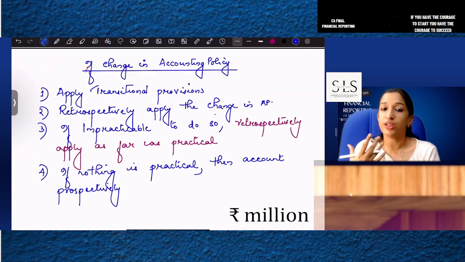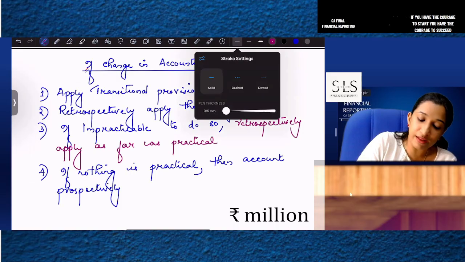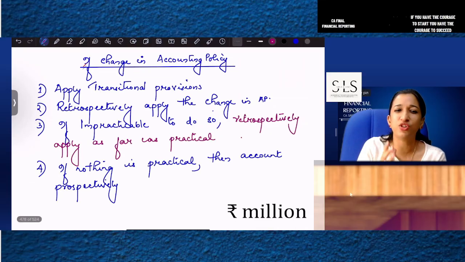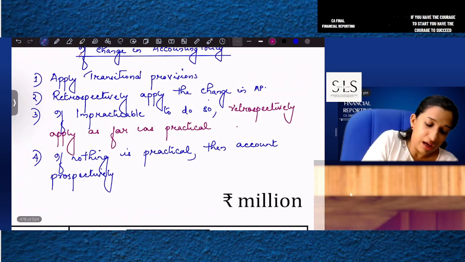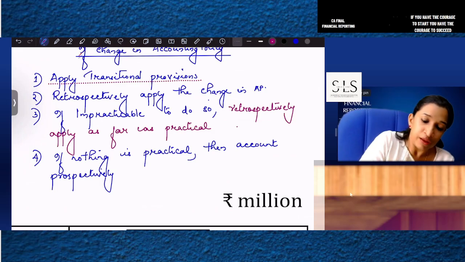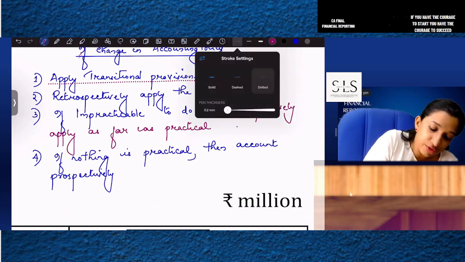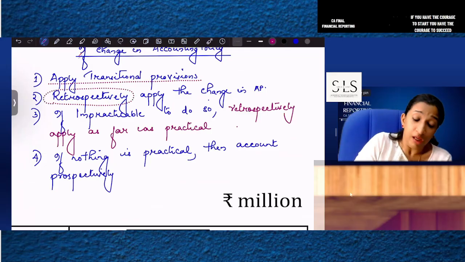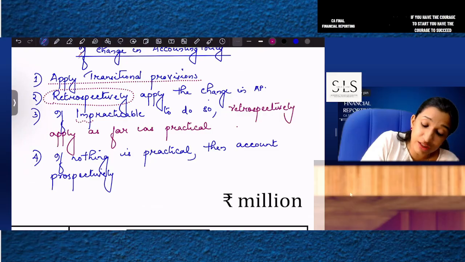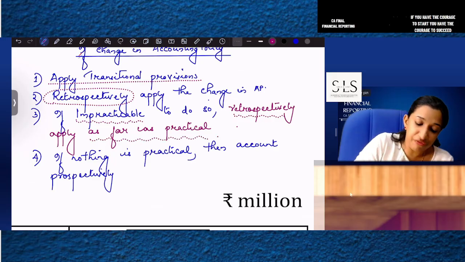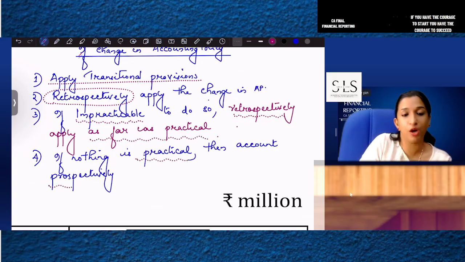So what is the treatment when there is a change in accounting policy? Please study here. Apply transitional provisions. If there are no transitional provisions, then you should apply it retrospectively. If retrospective application is impracticable, then retrospectively apply as far as practical. If nothing is practical, then account prospectively.